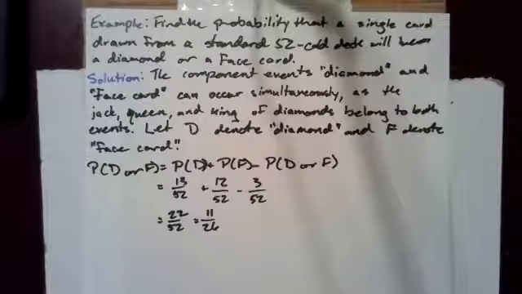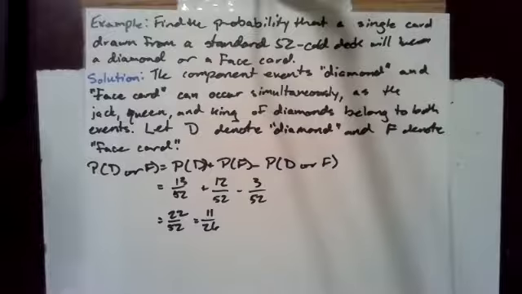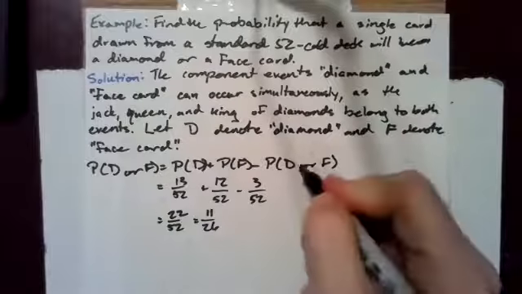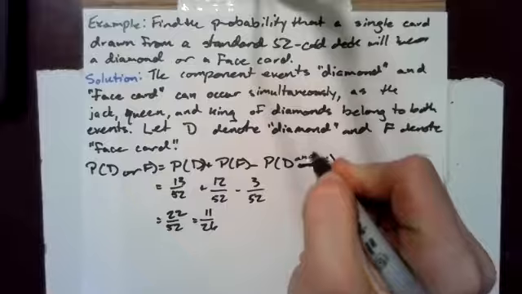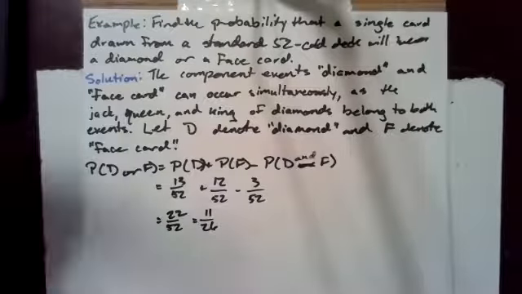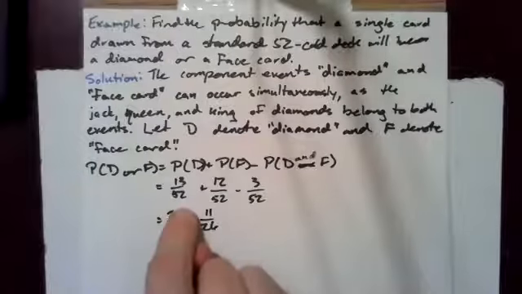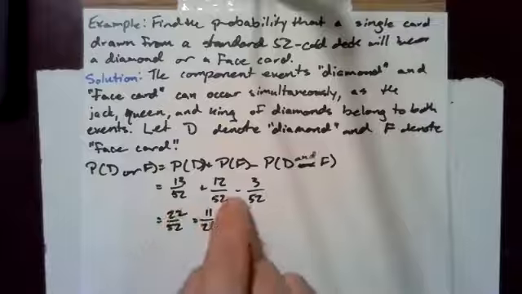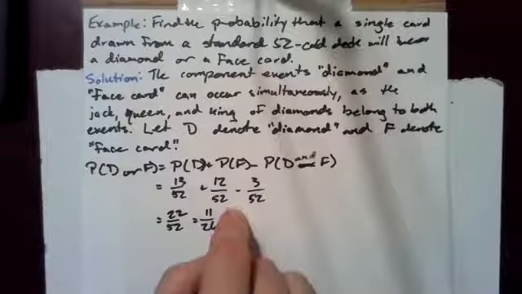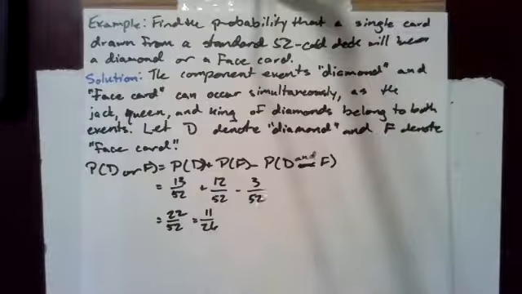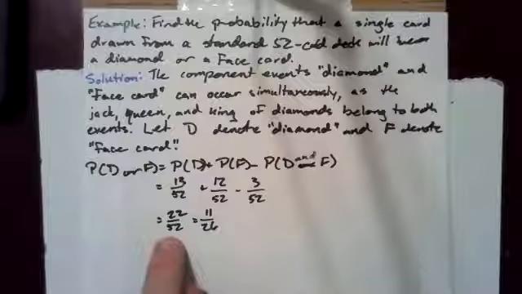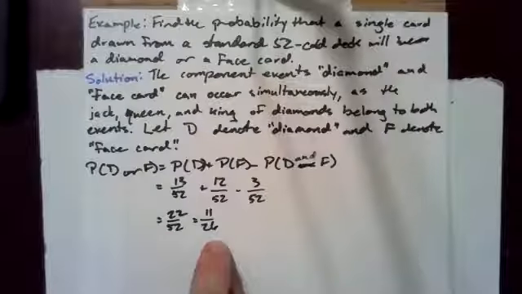So the probability of D or F is the probability of D plus the probability of F minus the probability of D and F. So that gives us 13 out of 52. That's the number of diamonds, 13. Plus 12 out of 52, the number of face cards, minus 3 out of 52, the number of diamonds that are face cards. That's 22 over 52, which is 11 over 26.